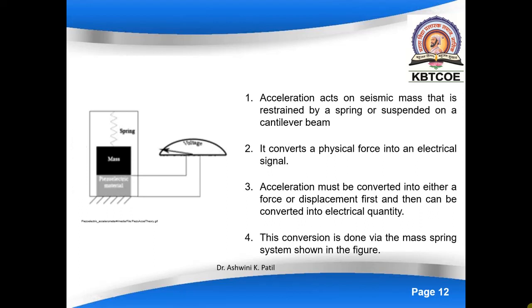It converts the physical force into an electrical signal. And acceleration, which is to be measured, first needs to be converted into force or displacement, and then it can be converted into the electrical quantity. This conversion is done via the mass spring system, which is shown here in this figure.